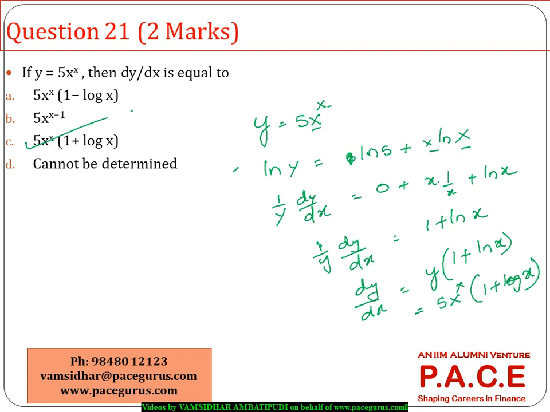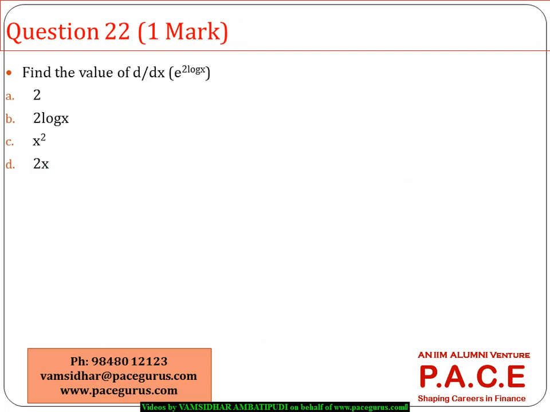Alright. Let's move on to the next question now. Find the value of d by dx e power 2 log x.